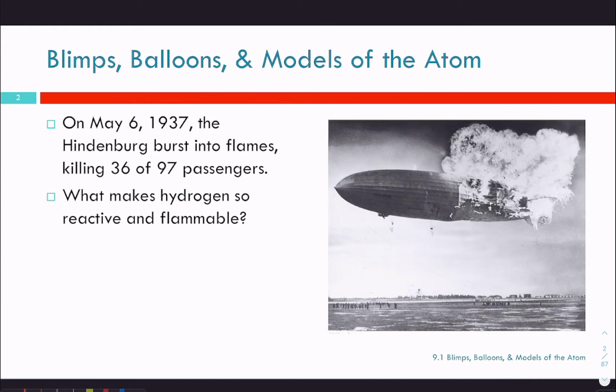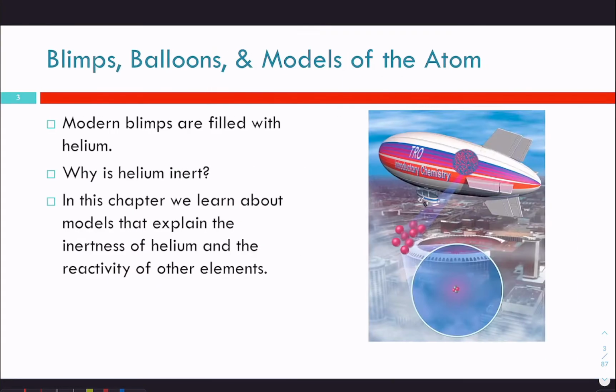And why is helium, which hydrogen's got one proton, helium's only got 4 protons, why are those so different? Right? If the Hindenburg was made of helium, it wouldn't have burst into flames. We'll see that comes out of the electrons.